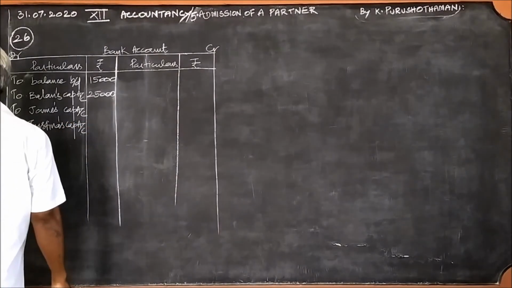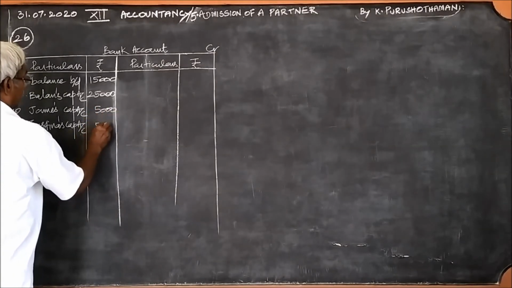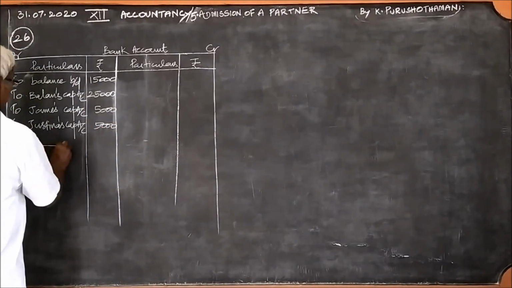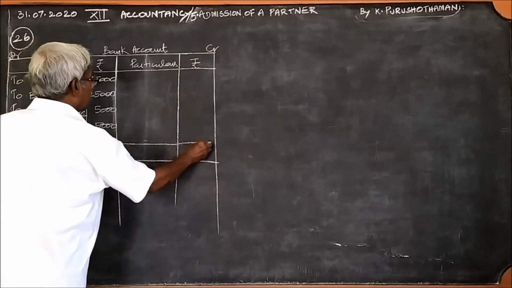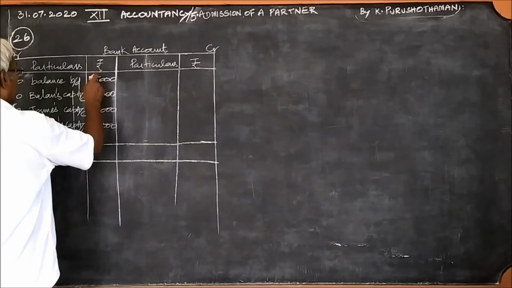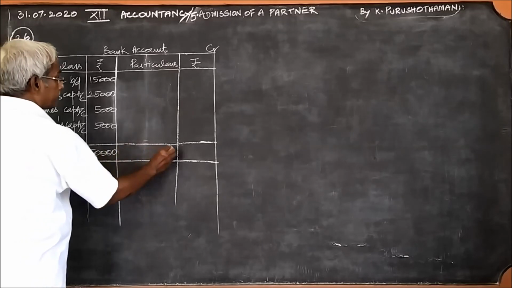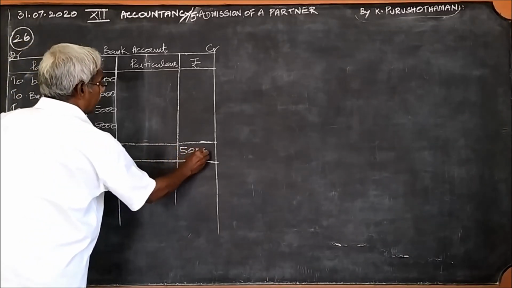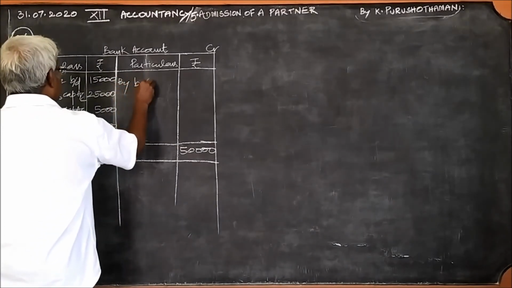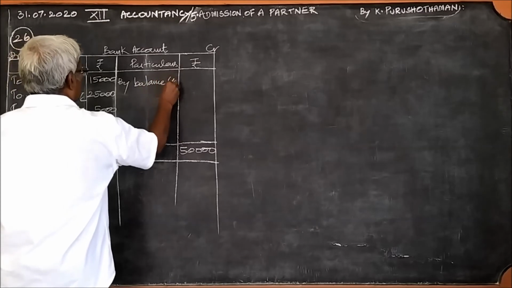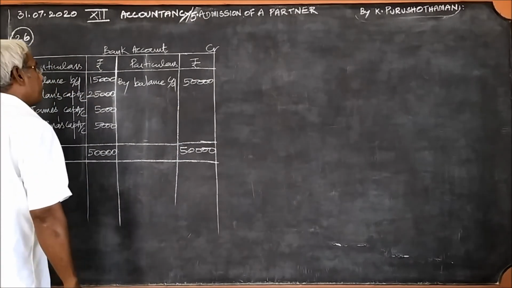The share of goodwill, 10,000, is divided equally by both the partners, that is 5,000, 5,000. So these are the 4 entries. We have seen in illustration 26 also like this, you should remember. So what is the total? 40 plus 10, 50,000. Write 50,000 and the balancing figure by balance carried down is 50,000. That's all.